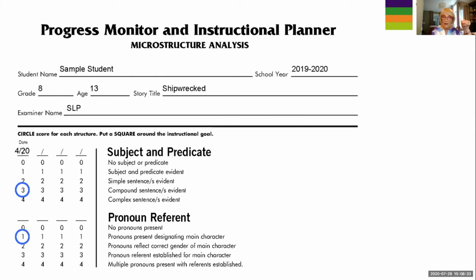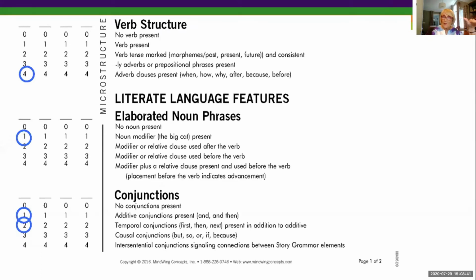The first 3 are: was there a subject and a predicate? Was there a pronoun referent? Did he have a referent for his pronoun? Did he have a verb structure? And then we begin to look at literate language features that were in his sentences. Those of you who have been at a workshop that I've given know that's the second part of the analysis, where we take a book and look for the literate language features that a book might have in it so that we can model.